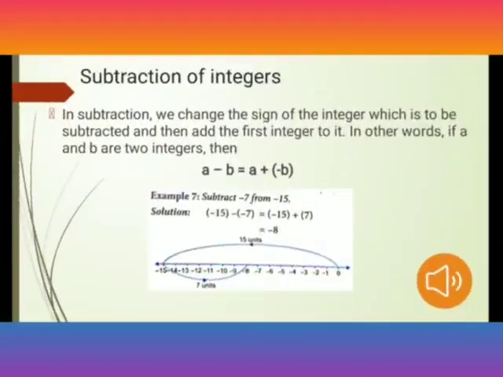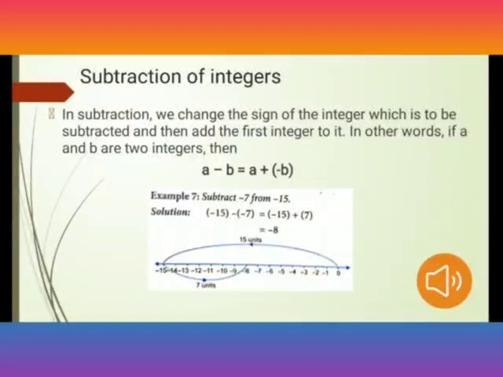Now let's discuss subtraction of integers. In subtraction, we change the sign of the integer which is to be subtracted and then add the first integer to it. In other words, if a and b are two integers, then a minus b equals a plus, and in the bracket we will write minus b.